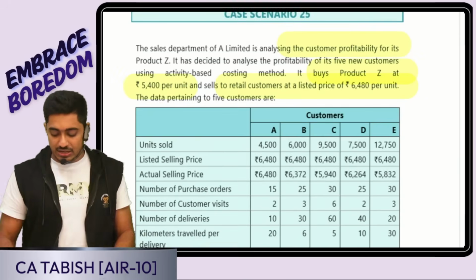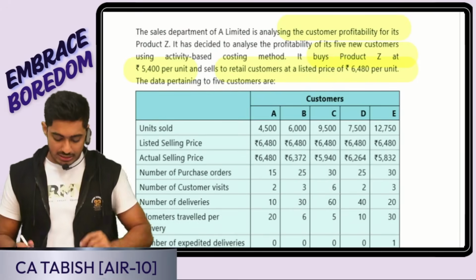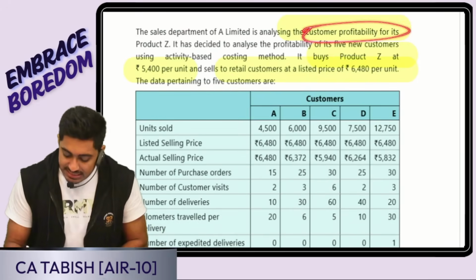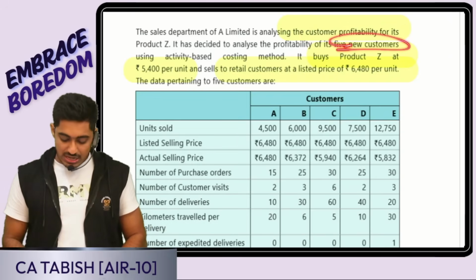Okay, so we are having a question. I will not be spending much time reading everything and solving it again, but quickly we'll try doing it. Now what is happening is we are analyzing the customer profitability. For every customer, how much profit they are giving. Okay, 5 new customers we are having, using ABC.